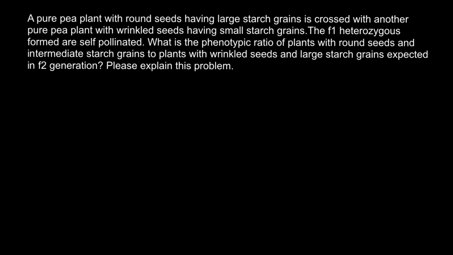A pure plant with round seeds having large starch grains is crossed with another pure pea plant with wrinkled seeds having small starch grains. The F1 heterozygotes formed are self-pollinated. What is the phenotypic ratio of plants with round seeds and intermediate starch grains to plants with wrinkled seeds and large starch grains expected in the F2 generation?